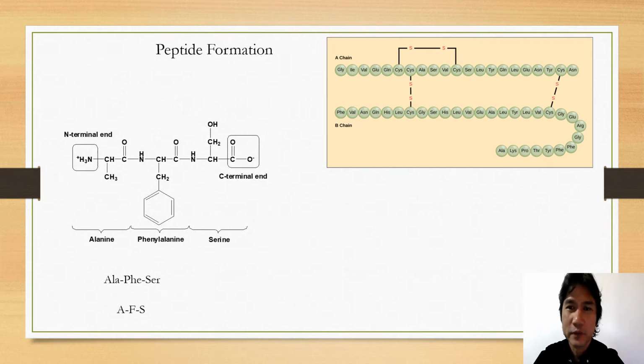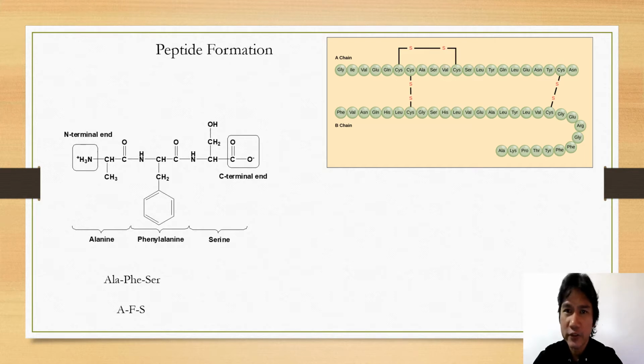Okay, so in the previous lecture, I showed you the structure of different amino acids, and as you can see in this slide, I have here the primary structure of insulin. Insulin is the very first protein that has been sequenced. When I say sequenced, the amino acid content has been identified, the amino acids in order.